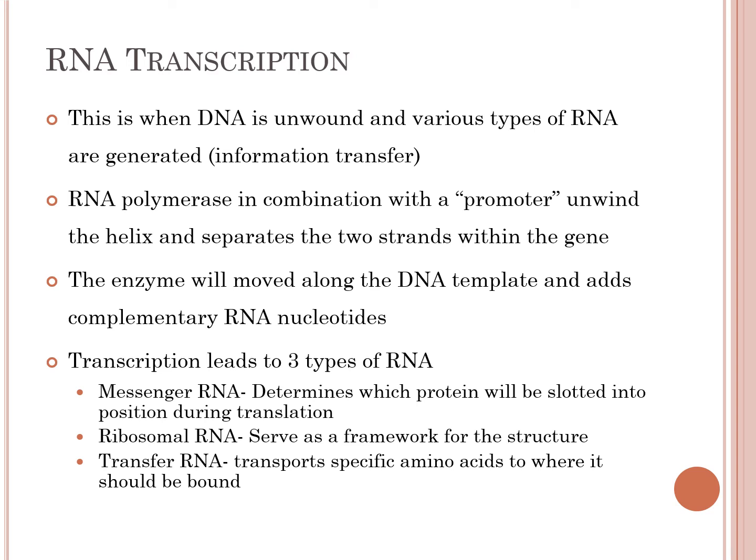Transcription leads to 3 types of RNA, including messenger RNA, ribosomal RNA, and transfer RNA. Messenger RNA determines which protein will be slotted into position during translation. Ribosomal RNA will serve as a framework for that structure, and transfer RNA transports specific amino acids to where they should be bound.